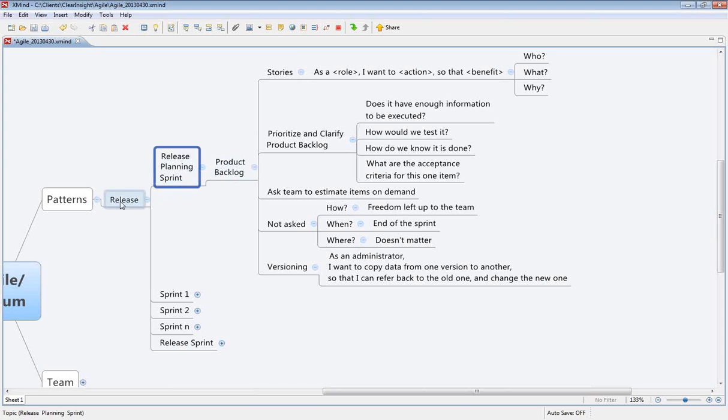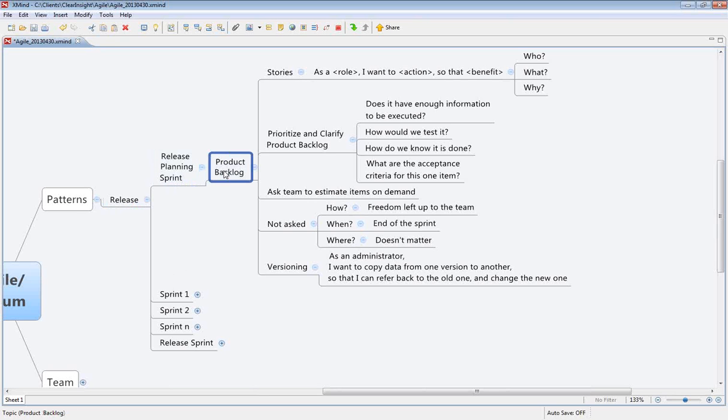If you think of a release as a group of sprints, here we have a release planning sprint, sprint 1, sprint 2, some number of sprints, and a release sprint. So I'm going to start from the release, which is the highest level. It's kind of a group of sprints. The first one is really a release planning sprint. This is where you've just started a project and you need to figure out, well, what needs to get done in this project.